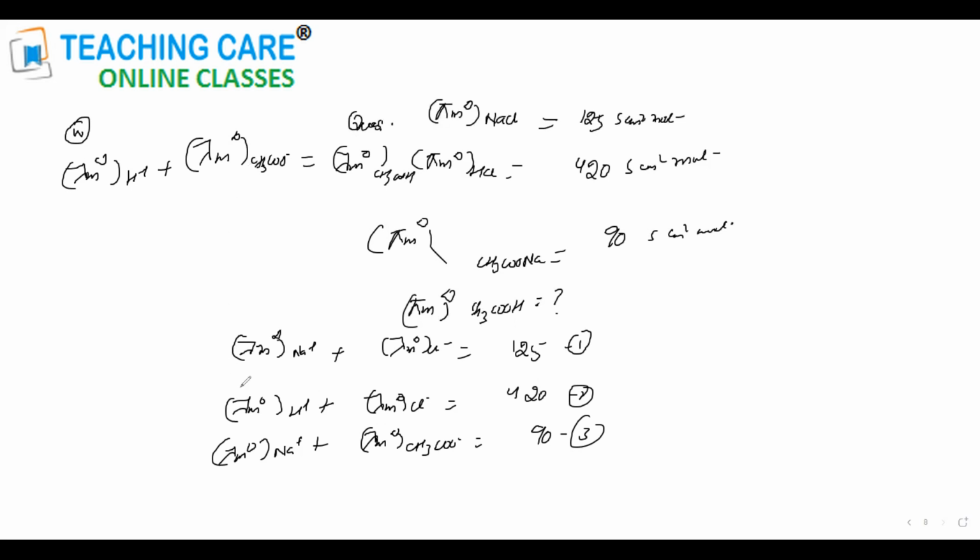So we need the molar conductivity of H plus ion and CH3COO minus ion. First, subtract equation number 1 from 3. When you subtract equation number 1 from 3, Na plus and Na plus get cancelled out, and we get the molar conductivity of CH3COO minus and Cl minus. Okay. Oh, yes, sir. So I am writing here, it will be 3 minus 1, right? We are doing 3 minus 1.